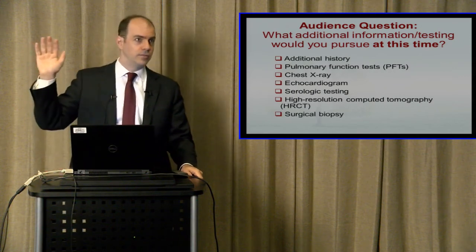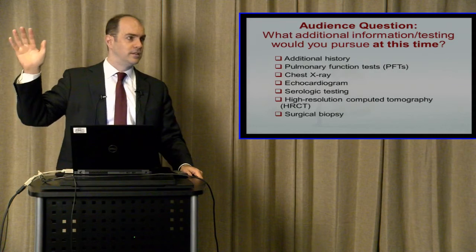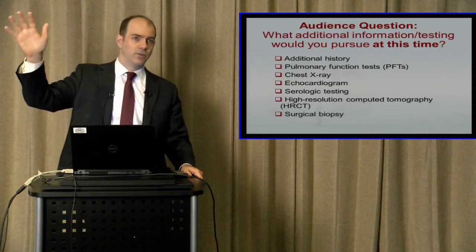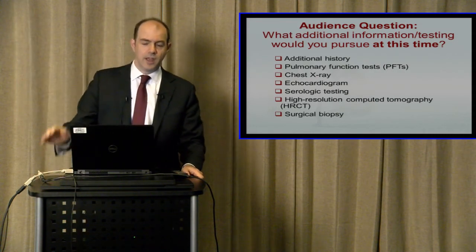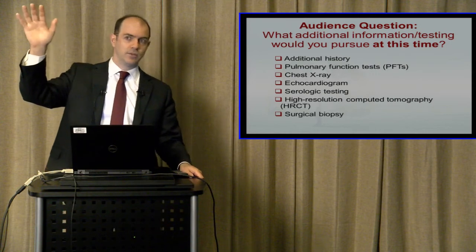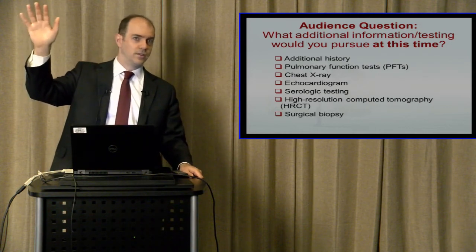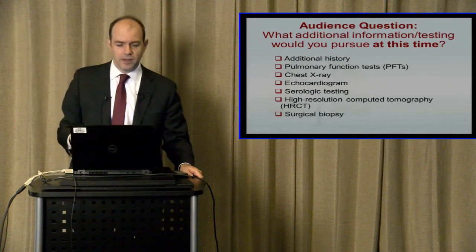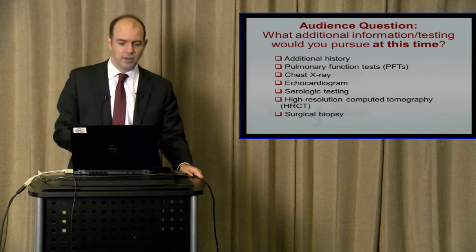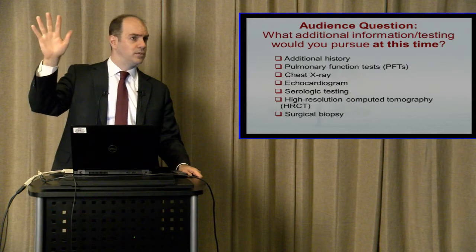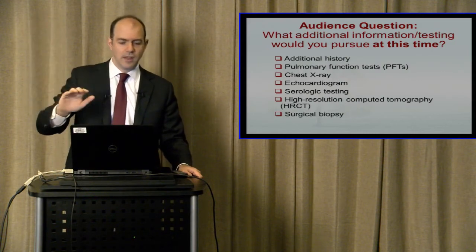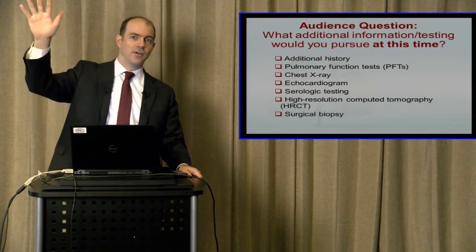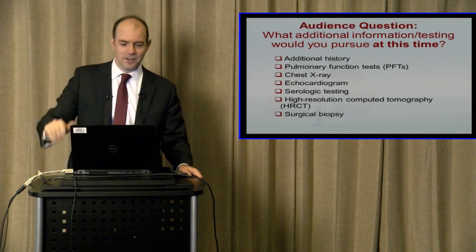So who would do some more history? I think we'd all say yes, right? We always want more information from the patient. How about pulmonary function testing in someone with exertional dyspnea? For sure. I think everyone should get spirometry if they have shortness of breath, and maybe even diffusing capacity if you can. Chest x-ray in someone with shortness of breath, I agree. Echocardiogram, all hands go up, right? Short of breath, everyone gets an echo.